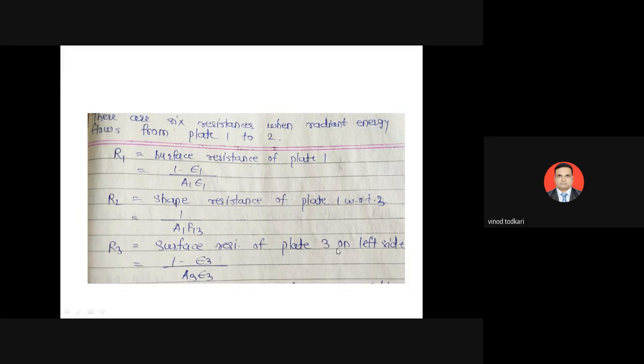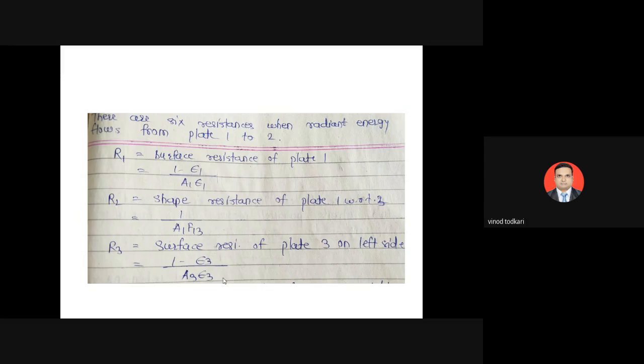Now what is R3? Surface resistance of plate 3 on the left side. What is surface resistance? 1 minus emissivity upon area into emissivity. Which plate is this? Plate number 3. So 1 minus emissivity of plate 3 upon area of plate 3 into emissivity of plate 3. So the formula is 1 minus epsilon 3 upon A3 epsilon 3. I believe you are getting the concepts and the things are clear to you.